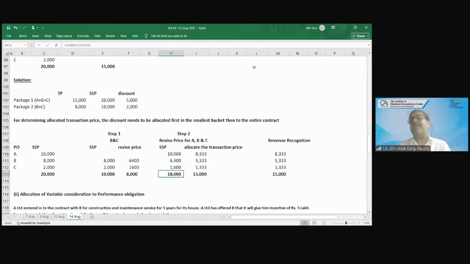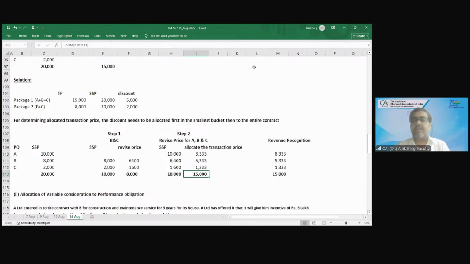So this becomes 18,000. And finally, what I'm collecting, I'm not collecting 8,000, I'm not collecting 20,000, I'm not collecting XYZ number, I am collecting 15,000. So finally, I'm allocating this 15,000 rupees into the ratio of A, B, and C. And of course, while computing the ratio, I have taken the revised standalone selling price of B and C.